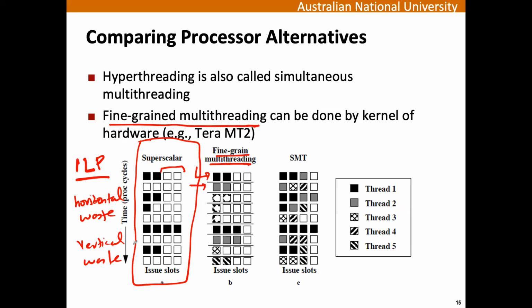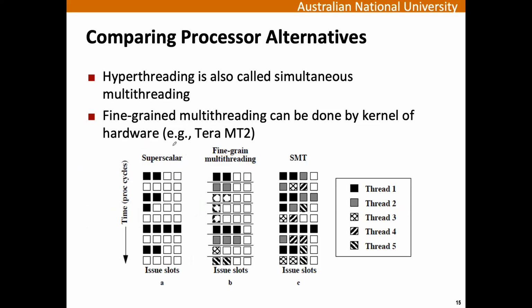And fine-grained multi-threading, using help from the kernel or from the scheduler in the hardware, tries to do something about it. But there are still a lot of empty slots here, right? There are still a lot of empty slots. Not on the vertical axis, but there are still empty slots on the horizontal axis.